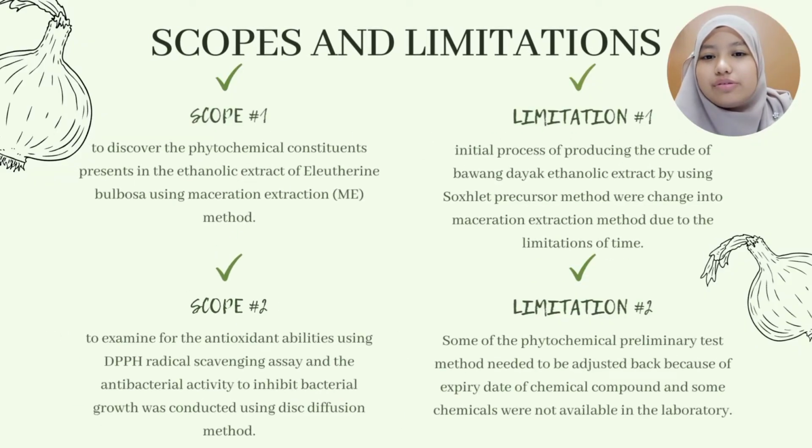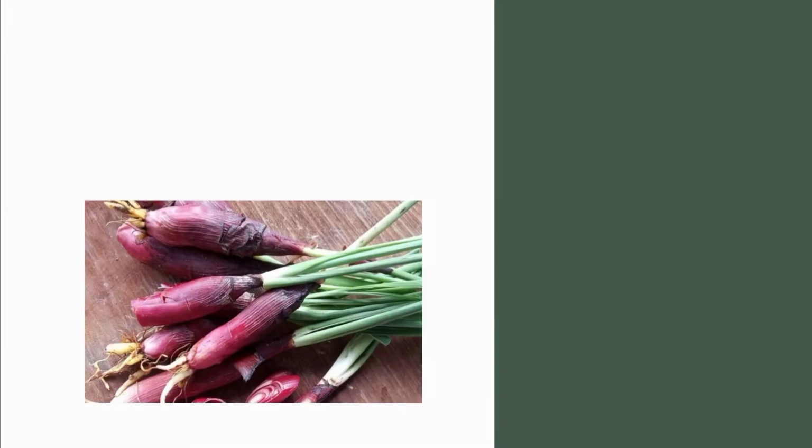For scopes, it will explore the biocompounds in E. bulbosa ethanol extract by using the maceration extraction method, and investigate the antioxidant abilities and antibacterial activity. The initial process of producing crude by using the soxhlet percolation method was changed due to insufficient time, and some methods in phytochemical screening were adjusted because of expiry dates and unavailable chemical compounds in the lab.